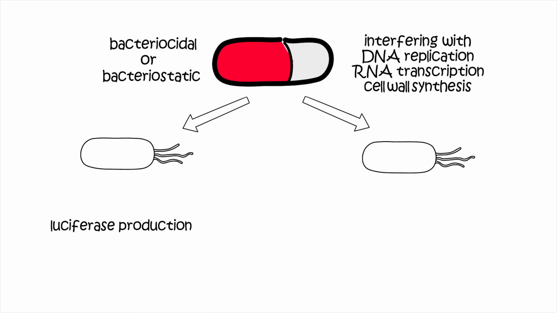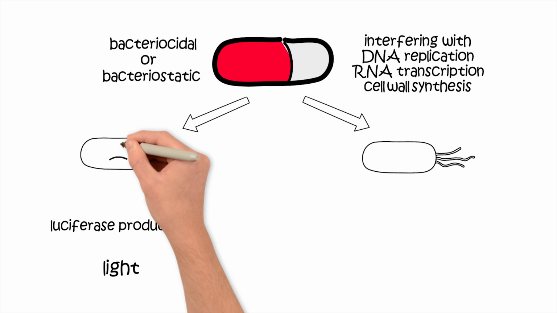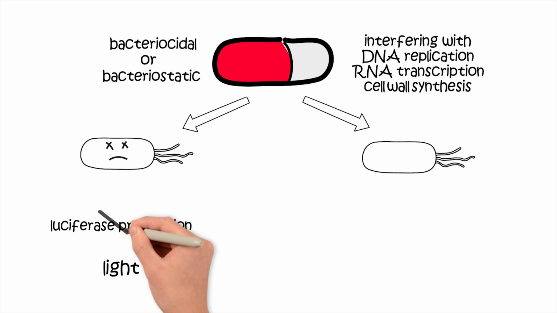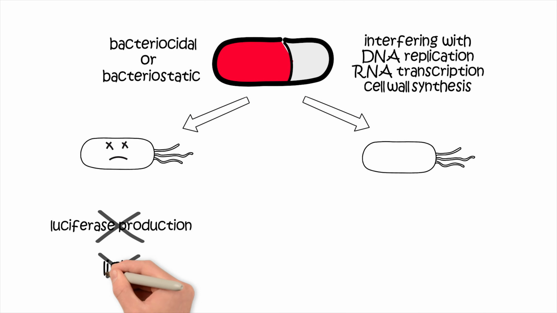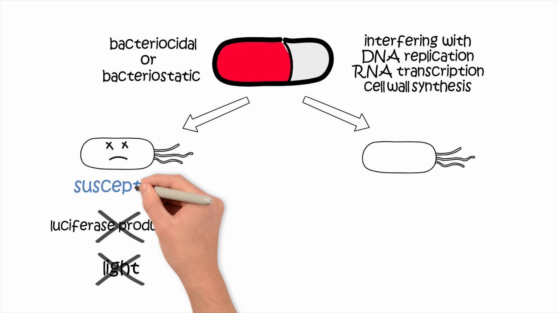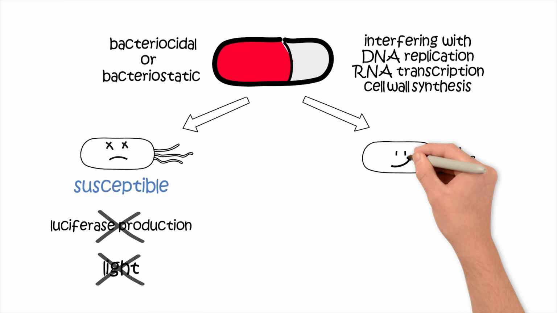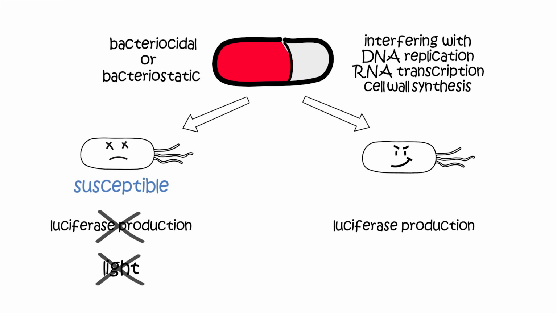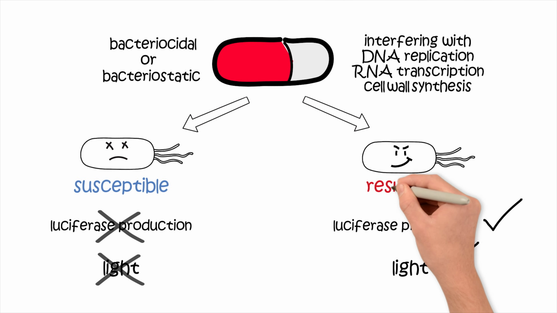Bacteria that are exposed to an antibiotic that successfully interferes with these cellular processes will not produce light. These are considered susceptible bacteria. If the antibiotics are not successful in interfering with cellular processes, then the bacterial cells will still produce light. These would be considered resistant.